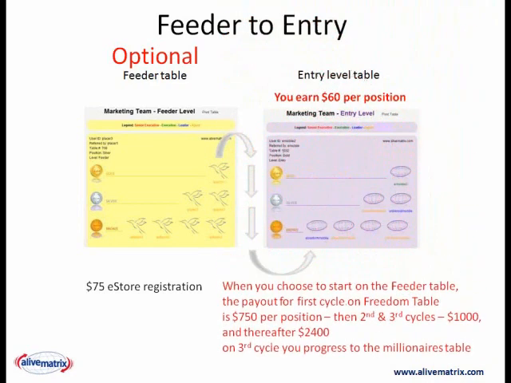Now, the only difference when people choose to start on the feeder table paying the $75 e-store registration is that the payout for the first cycle on the freedom table is $750 per position. Then you have the 2 cycles as normal, like on the entry-level table, at $1,000 per cycle, and thereafter $2,400. And on the 3rd cycle, you progress to the millionaire's table. So if you choose to start on the $75 e-store registration, it's okay. It's just a little bit slower and you make a little bit less money on the first cycle.